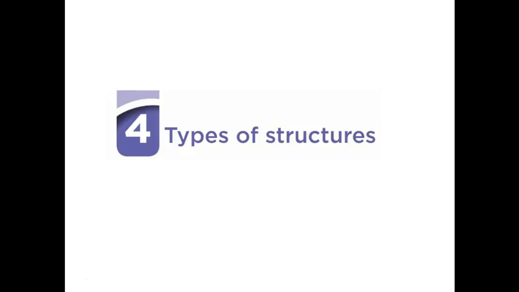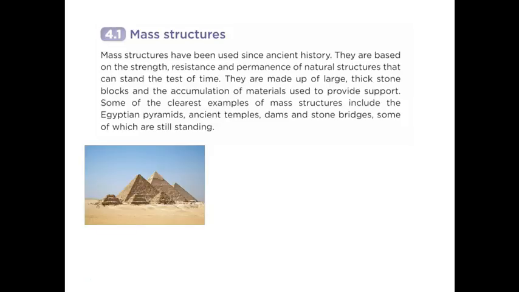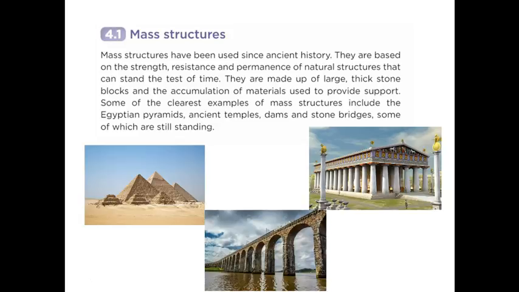Types of structures. All structures built can be classified into the following groups. 4.1. Mass structures. Mass structures have been used since ancient history. They are based on the strength, resistance, and permanence of natural structures that can stand the test of time. They are made up of large, thick stone blocks and the accumulation of materials used to provide support. Some of the clearest examples of mass structures include the Egyptian pyramids, ancient temples, dams, and stone bridges, some of which are still standing.